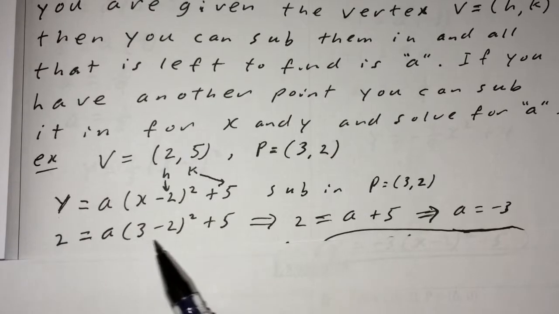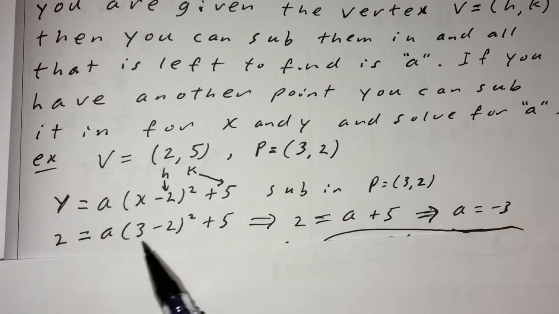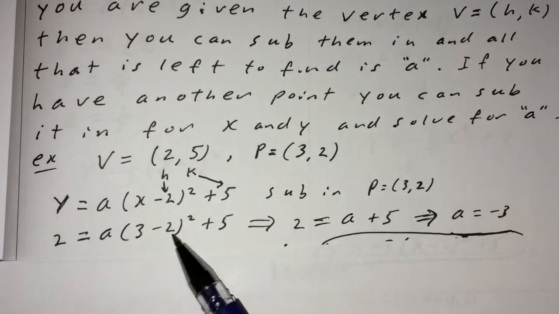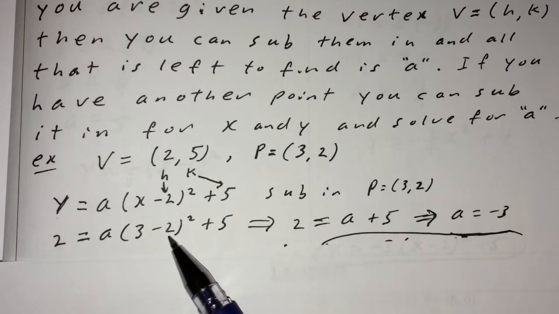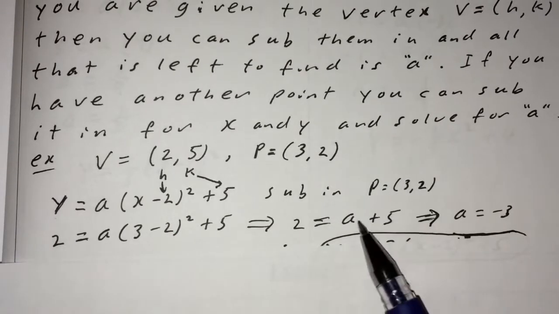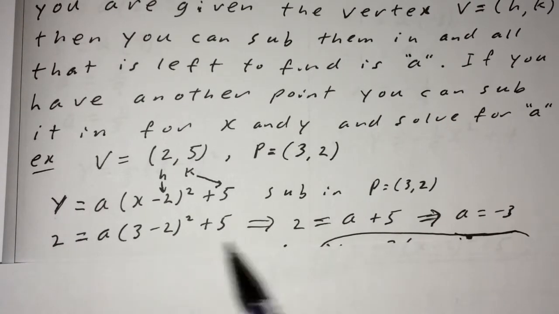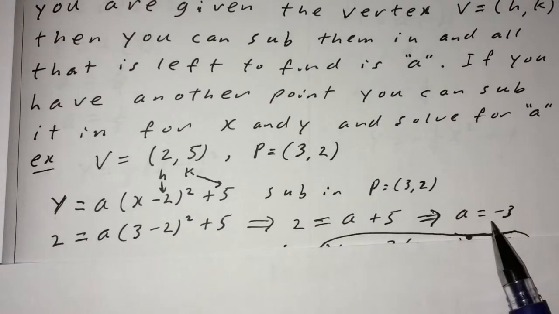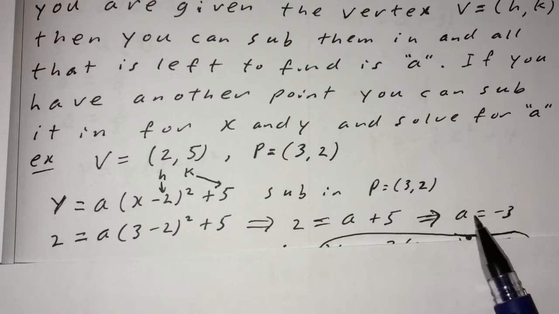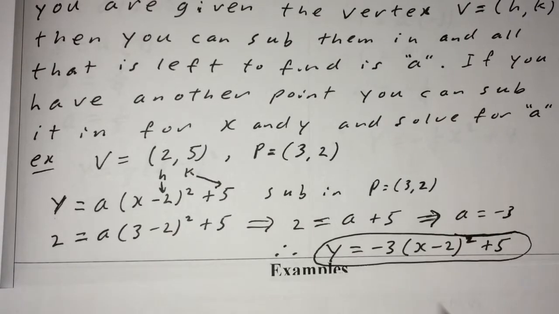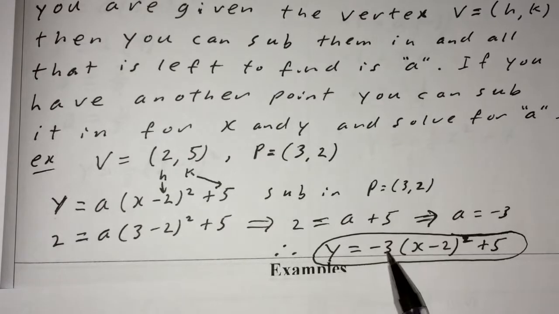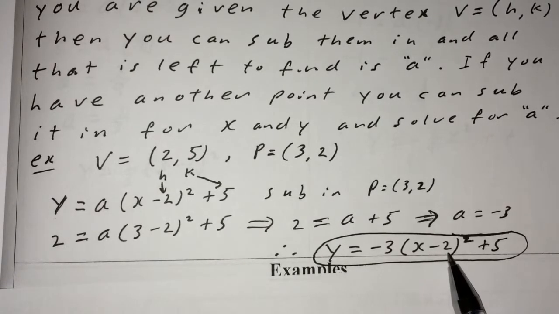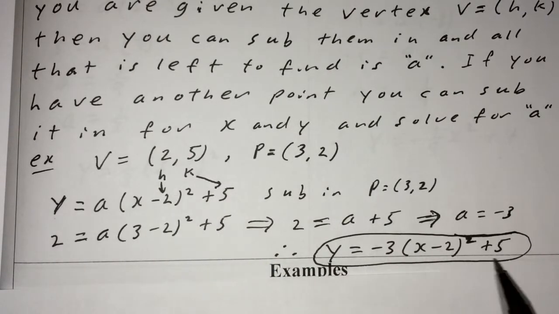Now the only unknown here is a, so you can simplify this and solve for a. 3 minus 2 is 1. 1 squared is 1. So you're just going to have 1a here, and then the 2 here and the 5 here. Subtract 5 from both sides and you get a equal to negative 3. Now you have a, h, and k, and you can just sub them in. So a is negative 3, h was 2, and k was 5 from the vertex.